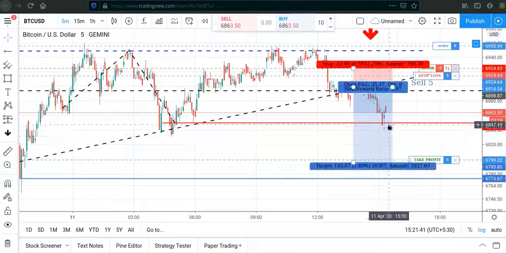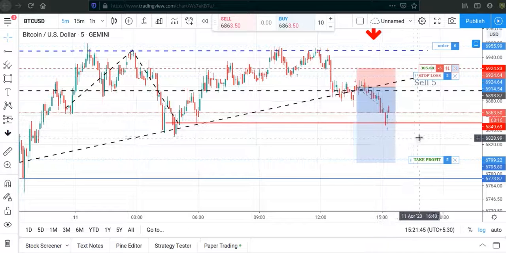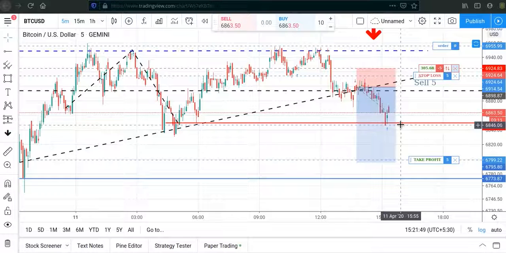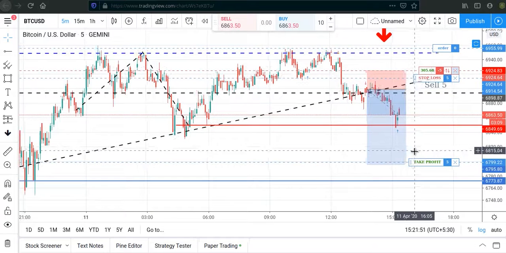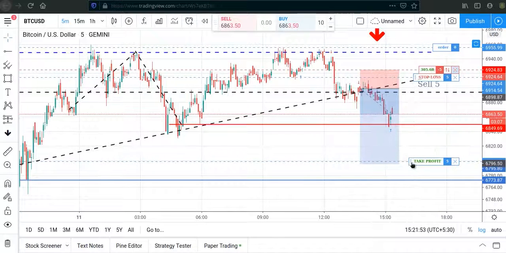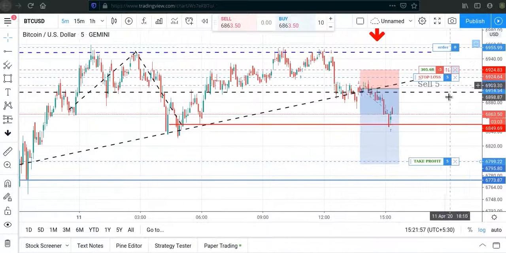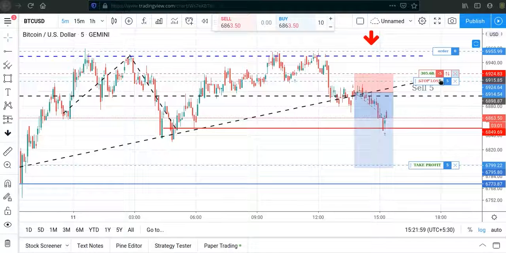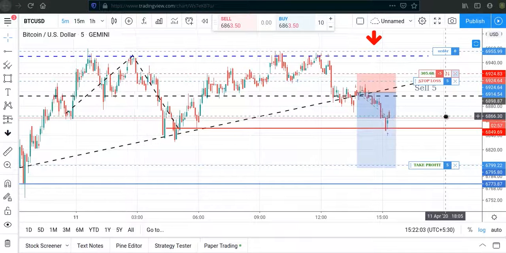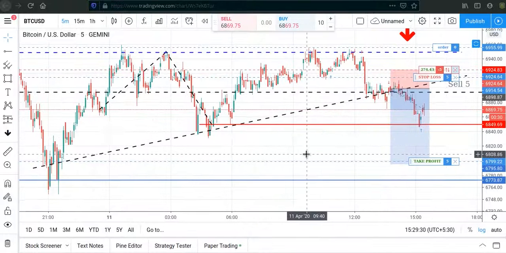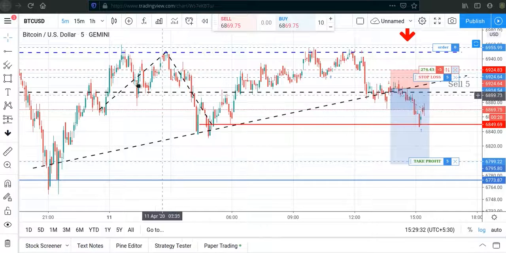If it reacts again from this zone, I'll just close this one, taking whatever profits I get around this area. If it moves through this one, I'll get out around this area. Anyhow, we have moved the stop loss beyond the point of our average entry, and we have also taken partial profits. So all reacting quite hard.